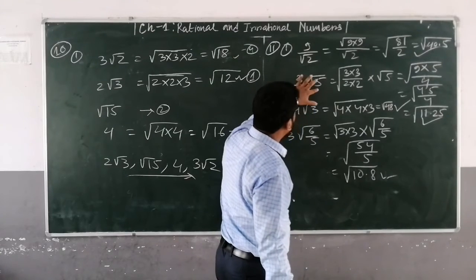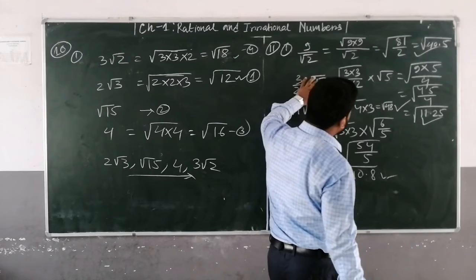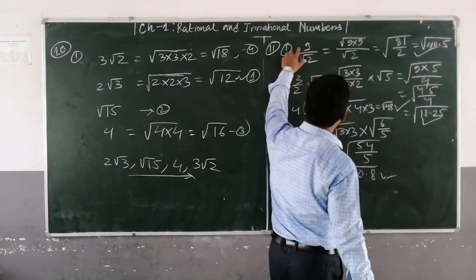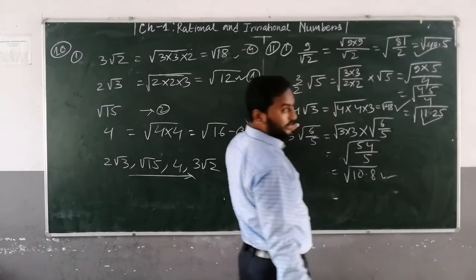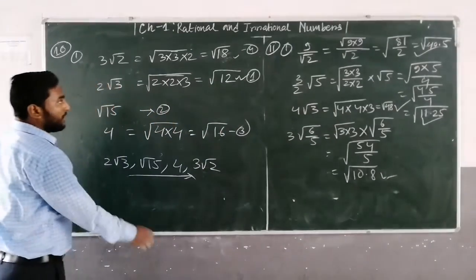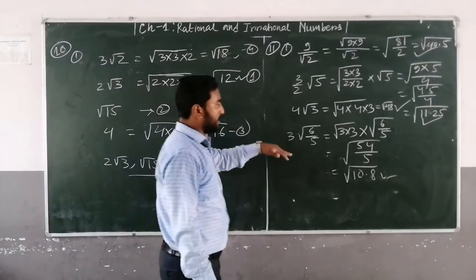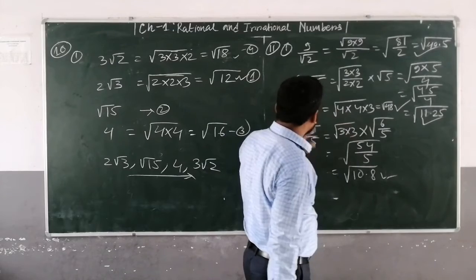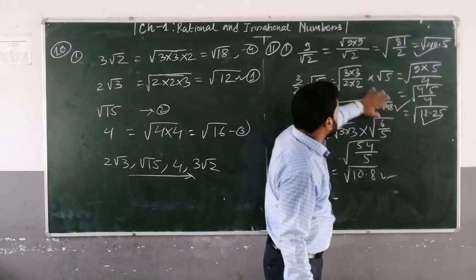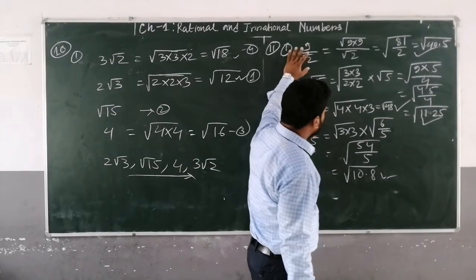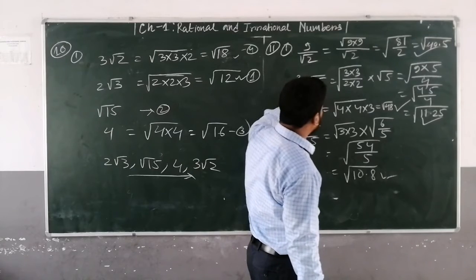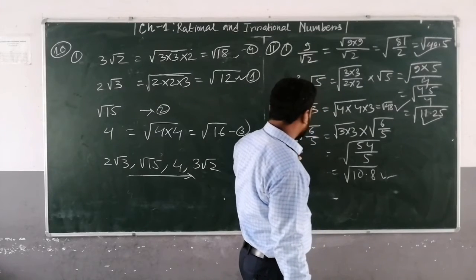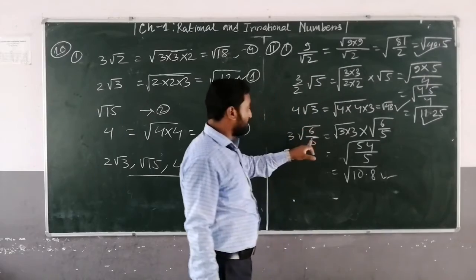3 upon 2 root 5. After that 9 upon root 2, then 4 root 3. Okay, so in this way you can do it. This is descending order, it is told. So for the greatest number first, it means 4 root 3. This is the greatest. Then 9 upon root 2. Okay, then 3 upon 2 root 5. After that, finally 3 under root 6 upon 5.